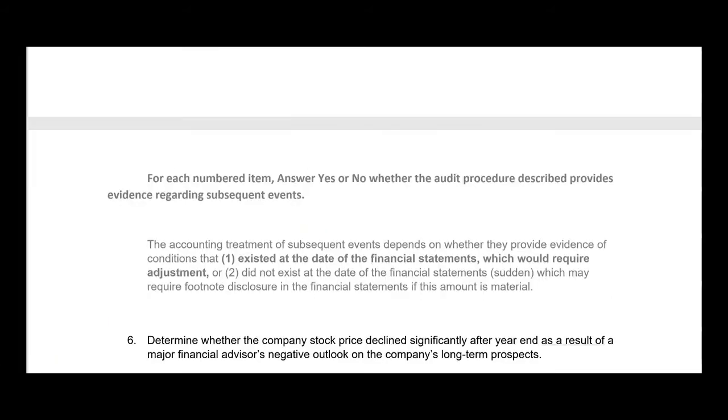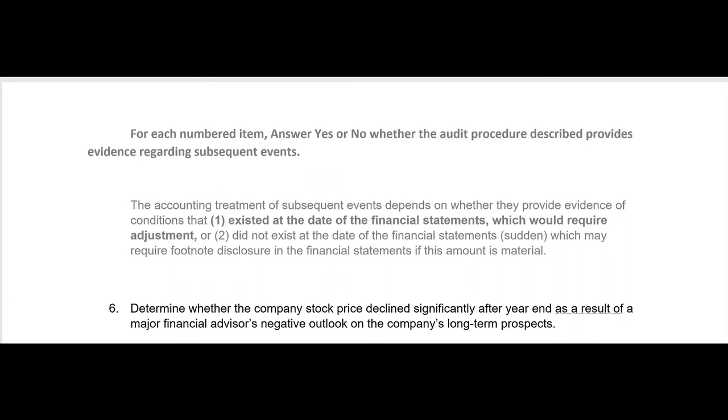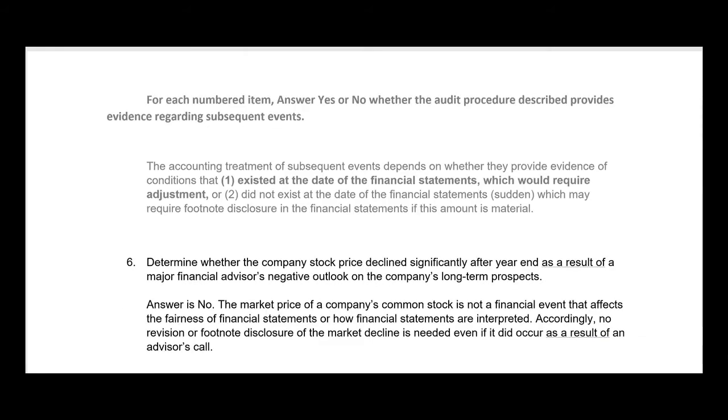Number 6, determine whether the company's stock price declined significantly after year-end as a result of a major financial advisor's negative outlook on the company's long-term prospects. So if Jim Cramer talked the stock down in the subsequent period and as a result the stock price fell, would that be considered some type of subsequent event? The answer is no, because the market price of a company's common stock is not a financial event that affects the fairness of the financial statements. So no revision or footnote disclosure of the market decline is needed, even if it did occur as a result of an advisor's call.